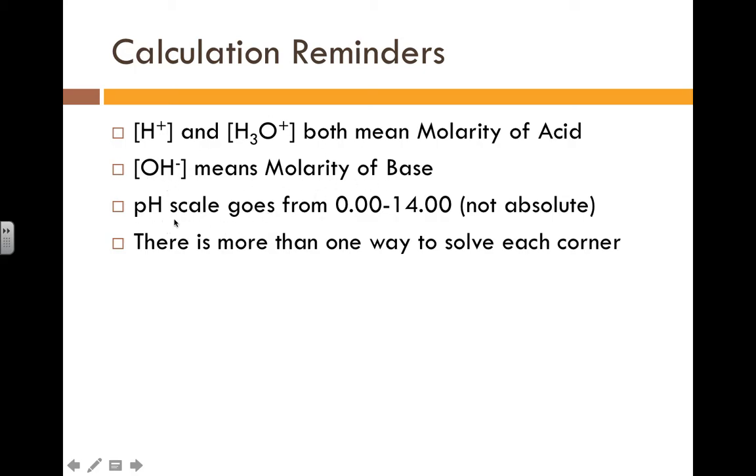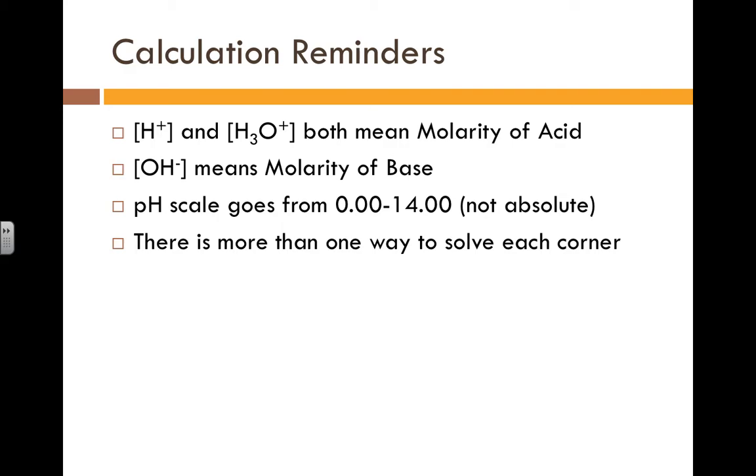And we know that our pH scale typically will go from 0 to 14, but this isn't absolute. We'll actually come to find that if you have a concentrated acid or concentrated base that is a molarity greater than 1, you can actually go beyond this pH range. But this is in generality where our pH range will fall. And there's more than one way to solve for each of our corners. We can go from H plus clockwise around our box or counterclockwise around our box.